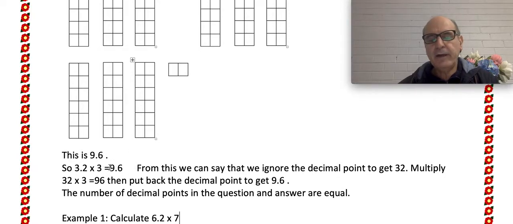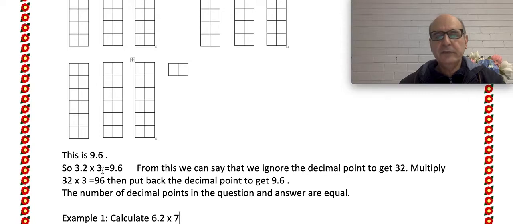Let's see if we could have done it without these sketches. If you look closely, if you ignore the decimal point in the question and the decimal point in the answer, you will have 32 times 3. And if you times 32 by 3, you're going to get 96. Then this gives us a way of working out multiplying a decimal by a whole number.